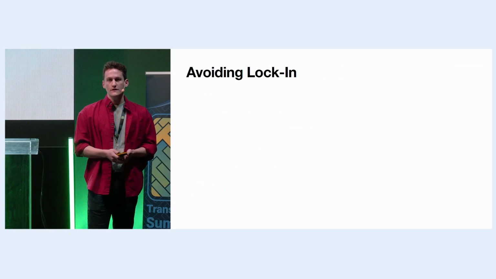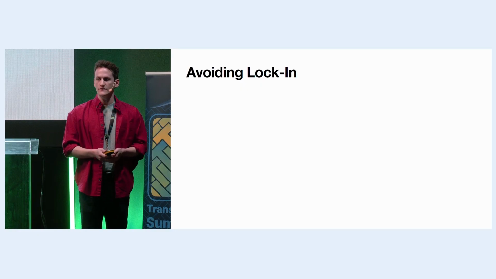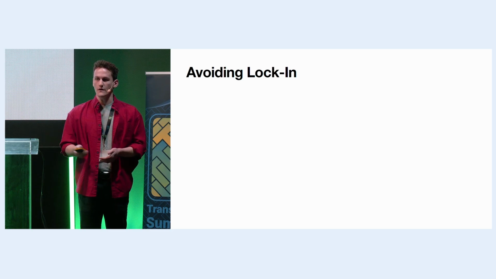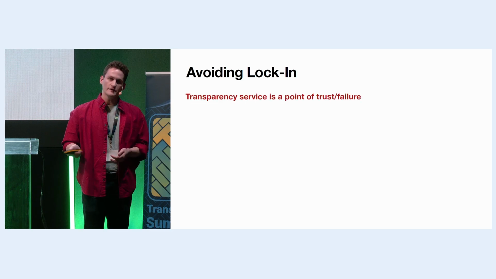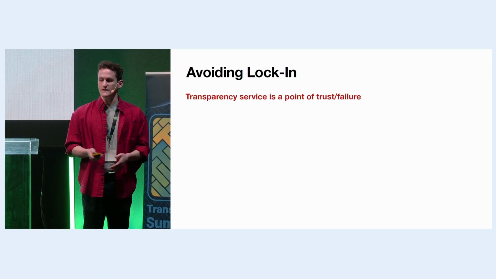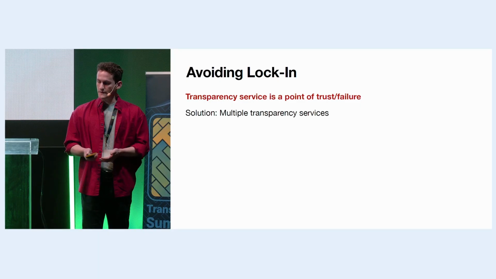So finally, one of the main properties that we need to ensure for a transparency service is that it is not too centralized. So we want to avoid any kind of lock-in property that would happen. And so currently, if we have a single transparency service, this means we have a single point of trust and a single point of failure, which is a problem.